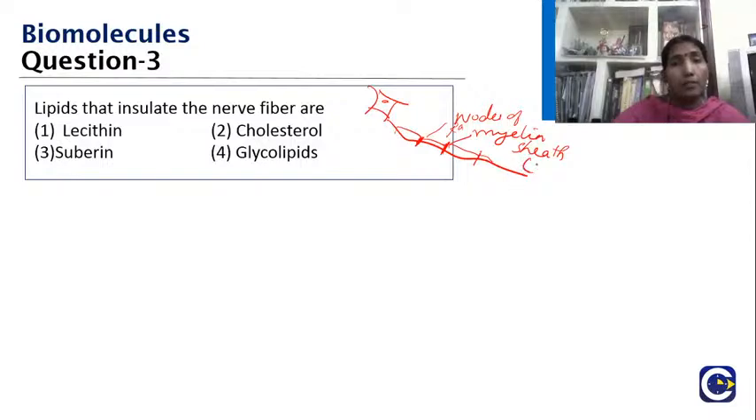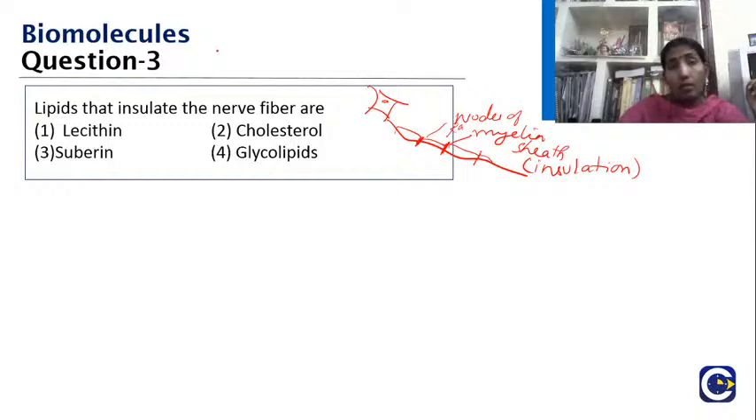The main purpose of the myelin sheath is insulation. So what is the purpose, and what is the lipid that it is made up of? What is the answer? Whether it is lecithin, cholesterol, suberin or glycolipids. So what should be your answer? Jeevita, Akshaya? Yes, very good. Yes, students?